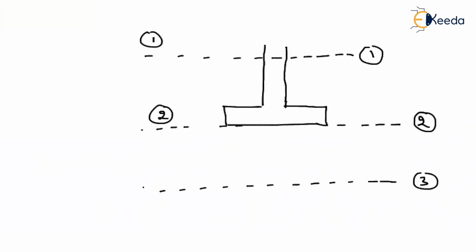Now tell me, what is the distance between level 1 to level 2? This is nothing but the depth of the foundation, D. From level 2 to level 3, what are we considering? This is nothing but the width of the footing. Now what are we discussing in the present case? What is our present case?